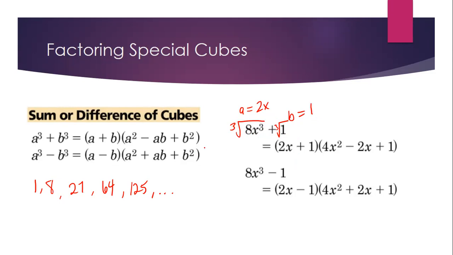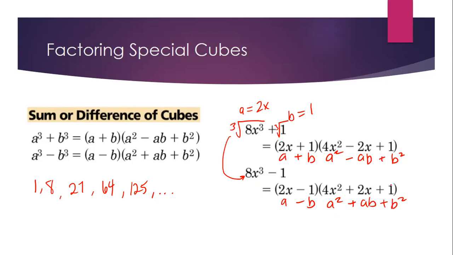Once I have my a and my b, I am just plugging them into the formula. So we have a plus b, then we have a squared minus a times b plus b squared. Now the same thing applies here as far as taking the cube root, but this time I'm subtracting. So it's going to be a minus b times a squared plus a times b plus b squared.